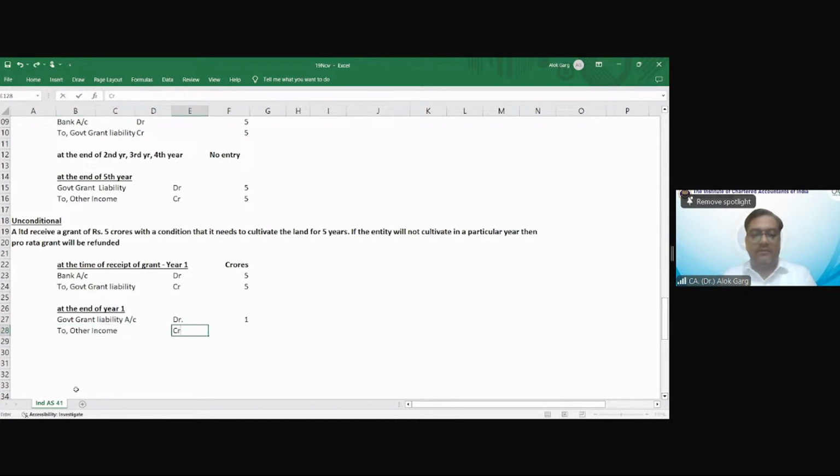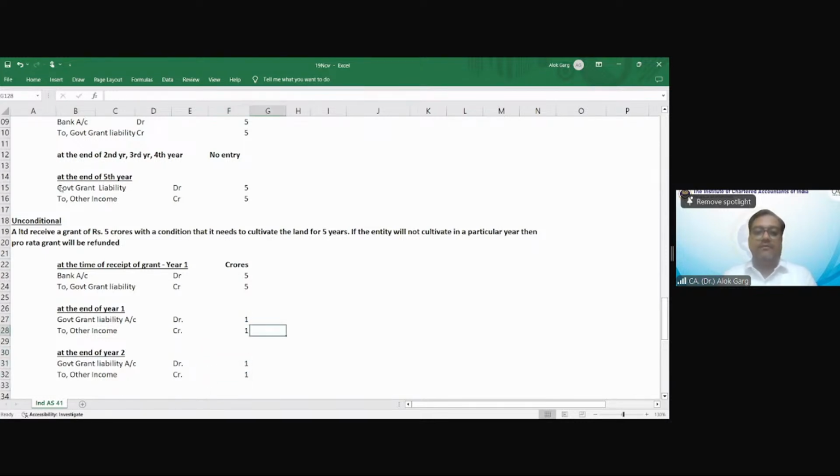Credit. Very good. What is the accounting entry in the future years, at the end of year 2, 3, 4, 5? If cultivated, the same entry has to be repeated. At the end of year 2, same entry: government grant liability to this. Same entry, right?